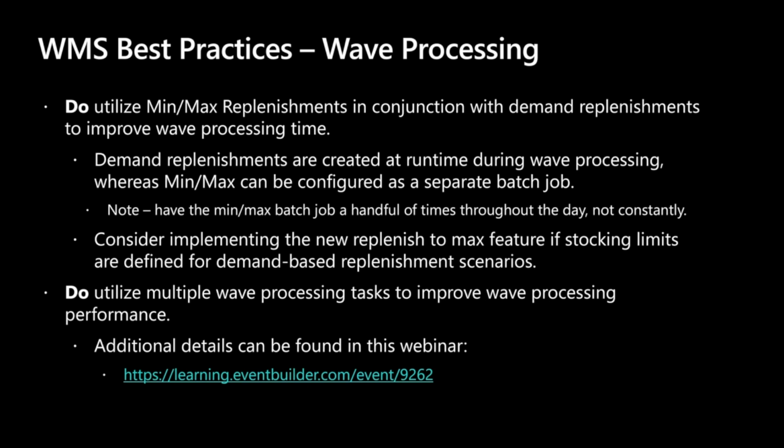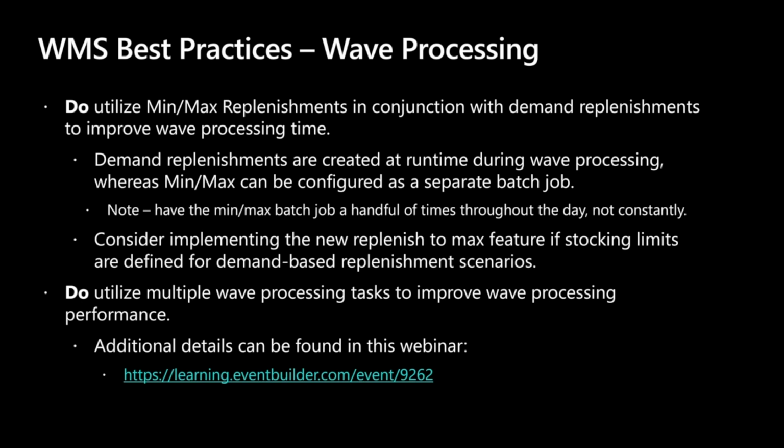So when you set up those demand-based replenishments, what ends up happening is, as part of the wave processing itself, the system is going to try to allocate those goods. Then it's also going to create that replenishment work at the same time, building out that replenishment work behind the scenes from a system perspective. And what that does is increase overall load on the wave processing in the system, right?